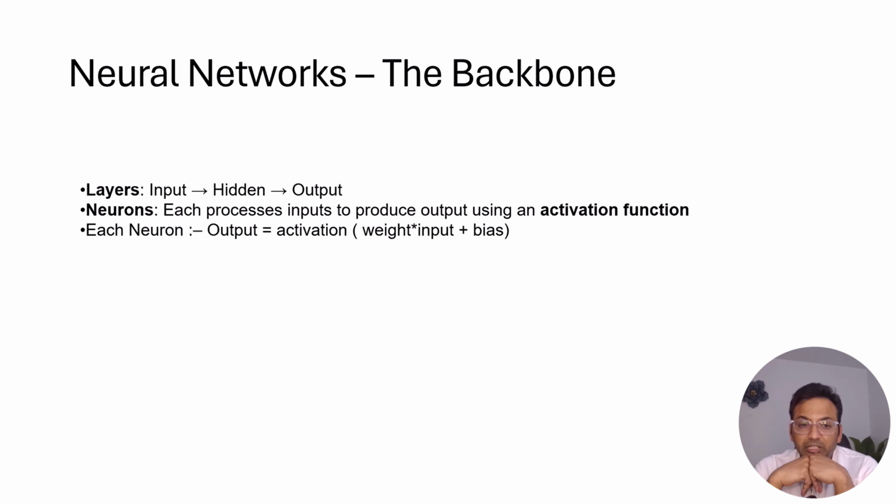Then in neural networks, each node where we have the output of this activation function is called a neuron. So a neuron is basically what processes input to produce output using an activation function.